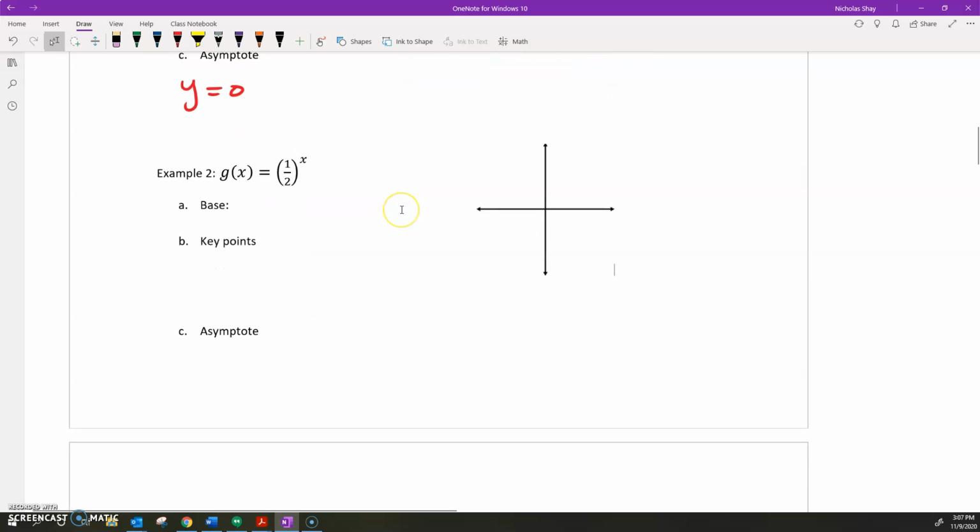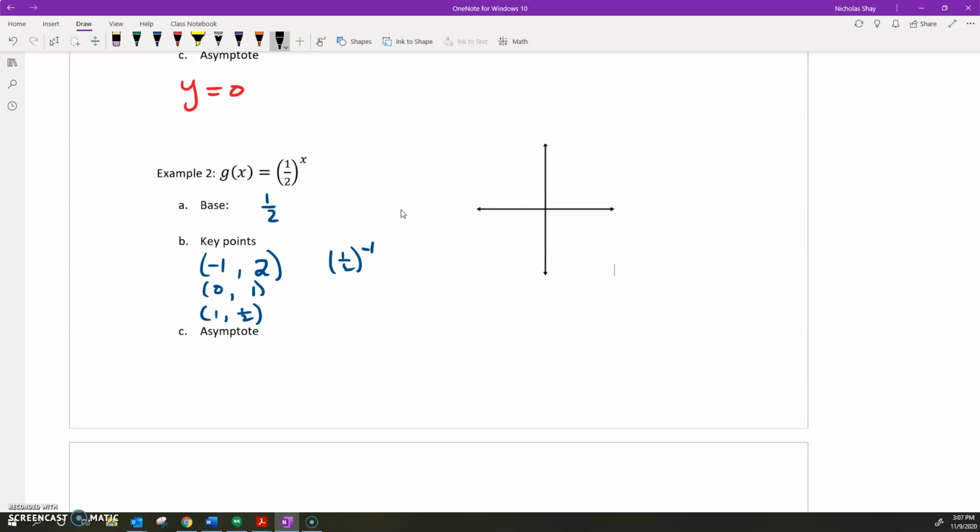Let's look at another example, which is 1/2 to the x power. So the base of this one is now 1/2. Let's think about our key points. -1, 0, and 1 are going to still be our x values. Now, if I take 1/2 and raise it to the -1 power, that's going to flip this fraction over, and the reciprocal of 1/2 gives me 2. 1/2 to the 0 power is 1, and 1/2 to the first power is 1/2.